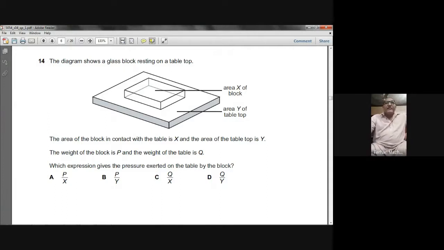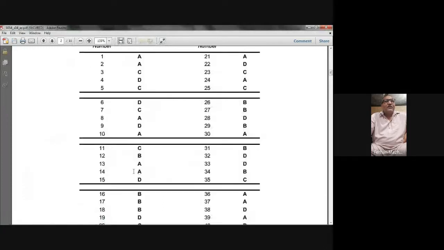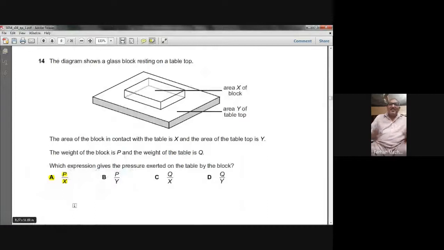So I think P by X. What do you think? What do you say? Question number 14. 14A is the choice. Our answer is right. Do you understand? This is very simple. He's only trying to confuse you.